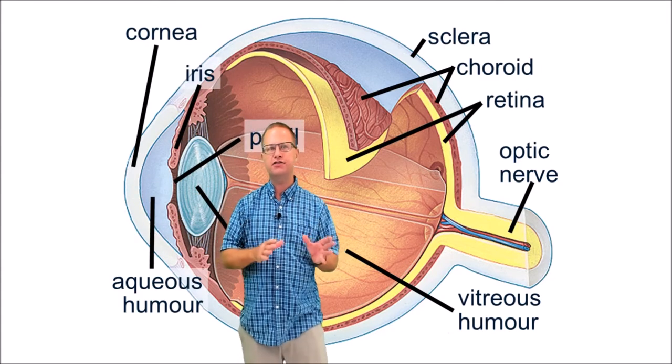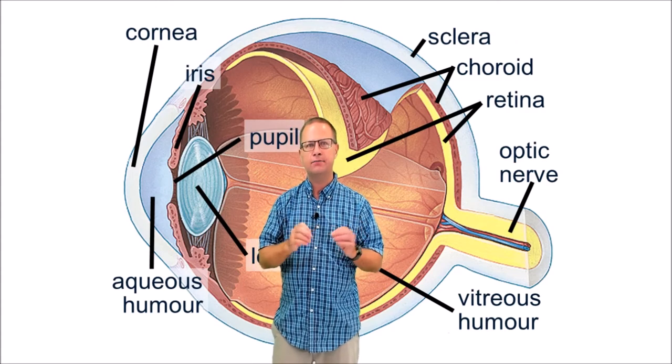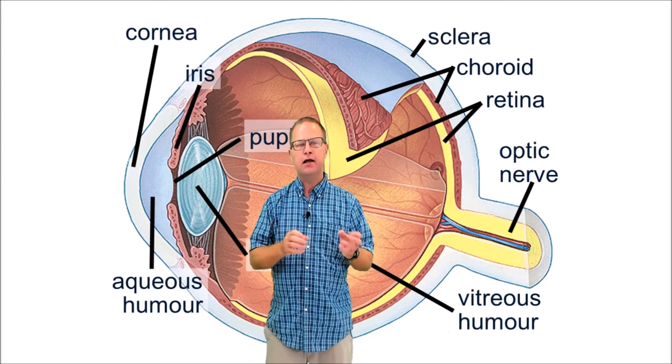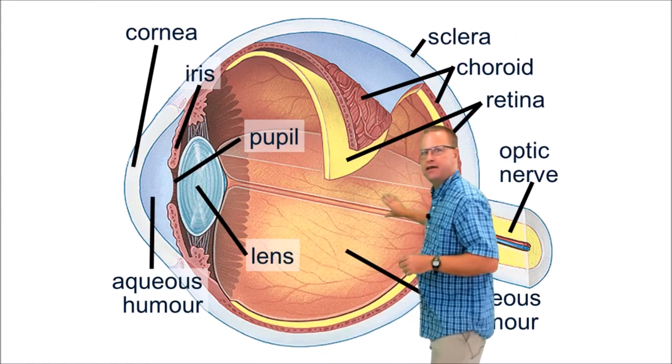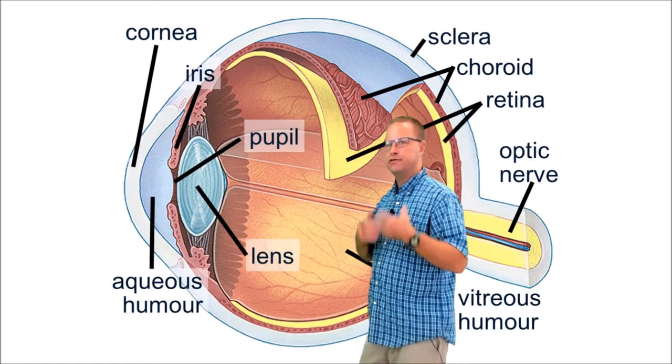And one of the functions of the cornea is to refract light. Now, refraction here means to bend the light. So it's kind of like a lens. It helps to bend the light to eventually focus it way back here on the macula, which is where we have most of our photoreceptors.